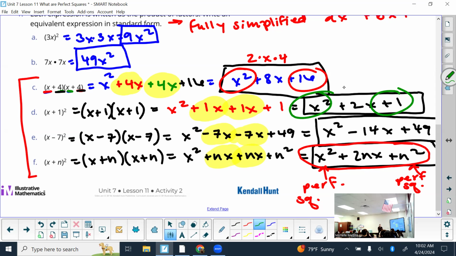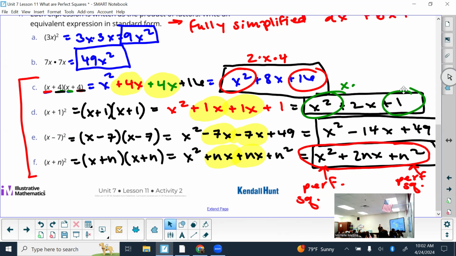What's the square root of x, or sorry, x squared? What's the square root of 1? What times what equals 1? So the square root of 1 is 1, and then if we follow this rule down here and times that by 2, we do get the middle term. Same thing down here.